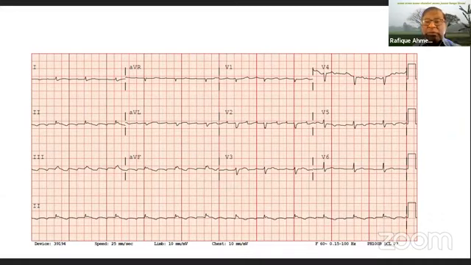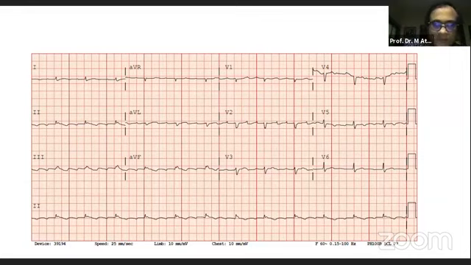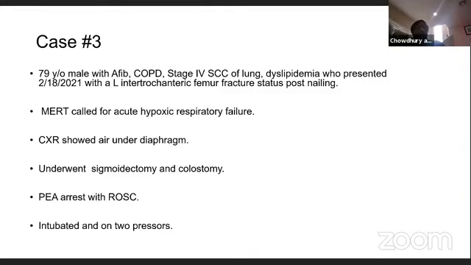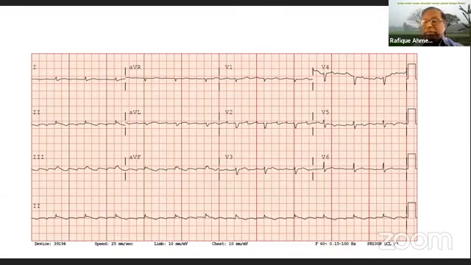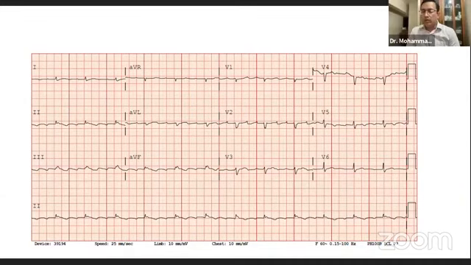So anyway, do you want any volunteer to answer this? Manoj, Arafat. So let me give you the story. AFib, COPD, stage 4 lung cancer, and then the patient went into respiratory failure, and then this EKG. No takers for this ECG? What happened? Any one of the fellows want to make any comment? You can raise your hands. Dr. Arafat.